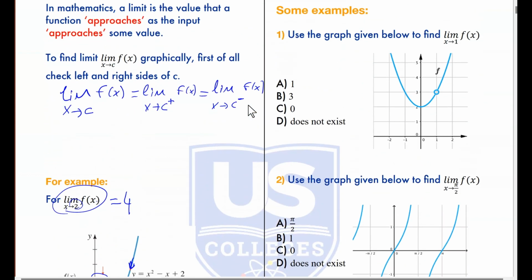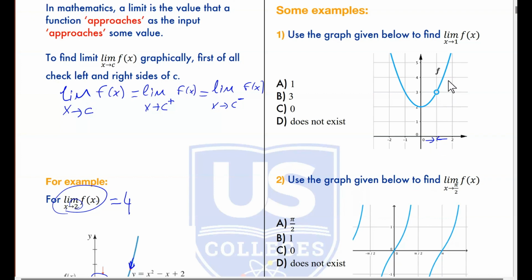For example, in this graph, we have an empty point here at 1, but the question is not asking about the value of the function at 1. If it were asking about the value of the function at 1, we would say undefined because it's not defined, it's empty. But it's about limits, it's about the behavior of the function around that point. What is the function doing when x approaches 1 from the right and from the left?